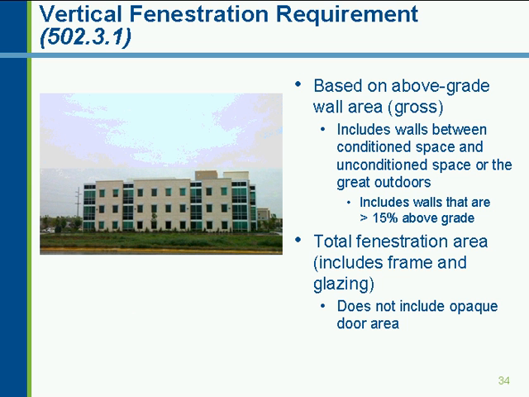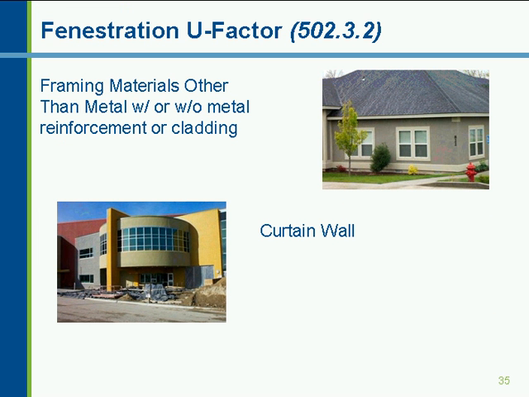Talked about some of the different site-built windows. The upper right-hand corner is showing framing materials other than metal with or without metal reinforcement or cladding. So this would be an example of a building that they just use manufactured windows and install those windows. So a vinyl frame window, for example, that would look a lot like a residential scale window is used in this particular building. That's what would classify for this category.